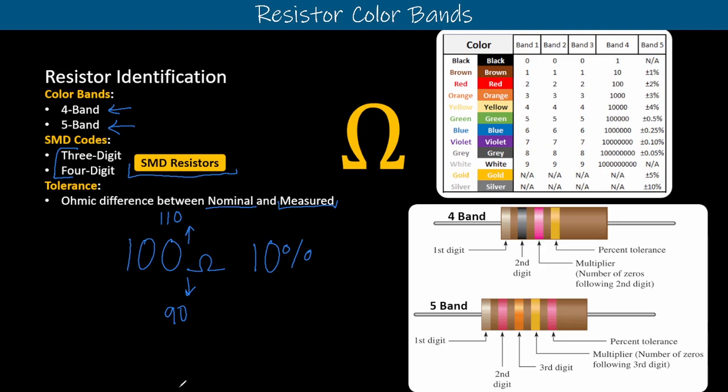If we measure a 100 ohm resistor and we get a 90 out, that's the bare minimum of that 10% tolerance, but it's still an acceptable tolerance for that resistance. Right? So we do expect a little bit of give in these ones.